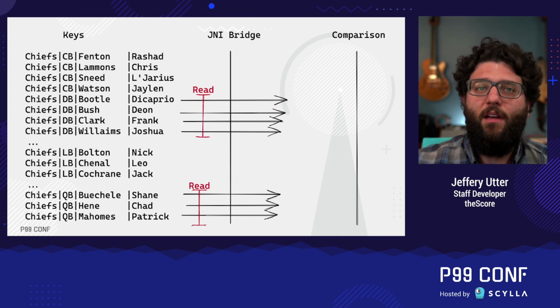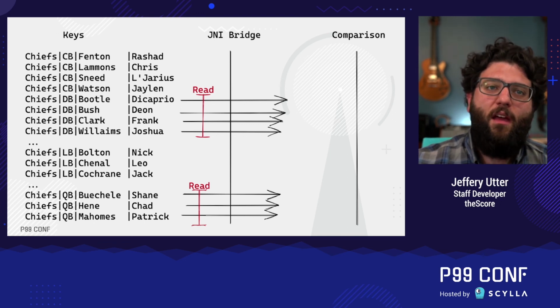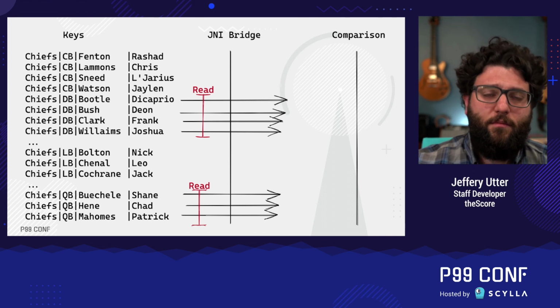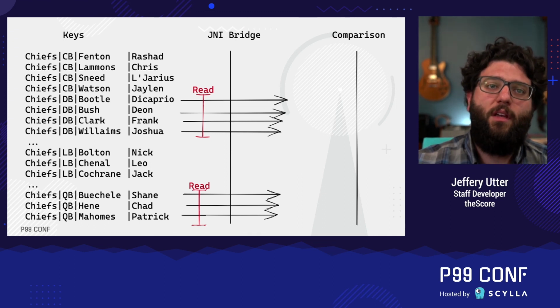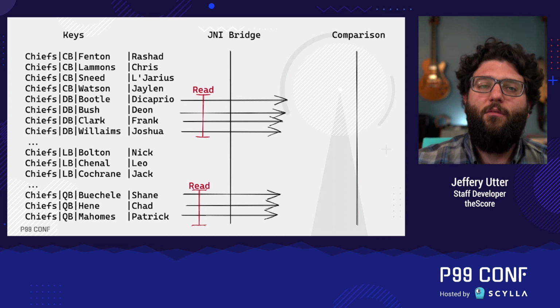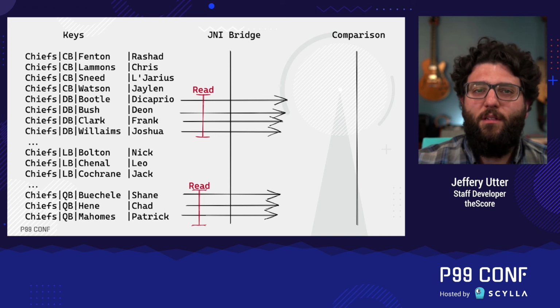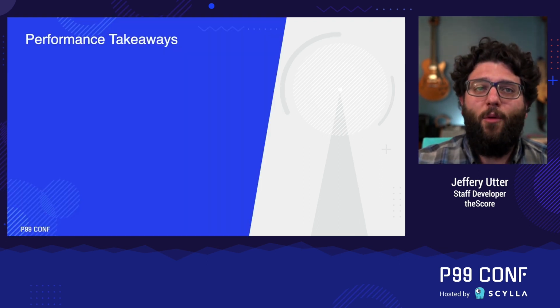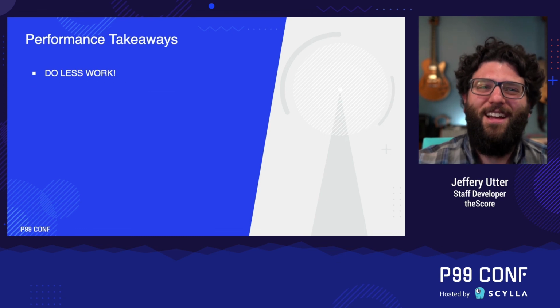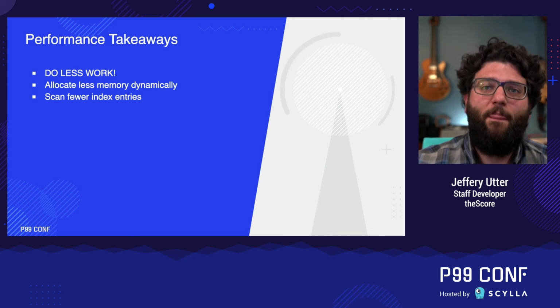And it can binary search right to the beginning of that data and read to the end, and then you're done. So rather than reading all the records, we can jump right to the DB records, read them, skip and do another binary search to the quarterback records and read them. We still have to cross the JNI bridge, but only with the data that we actually want. And we don't have to do any comparisons in Java. So our performance takeaways are do less work, allocate less memory dynamically, and scan fewer index entries. That's really helped us keep our P99s very, very low.